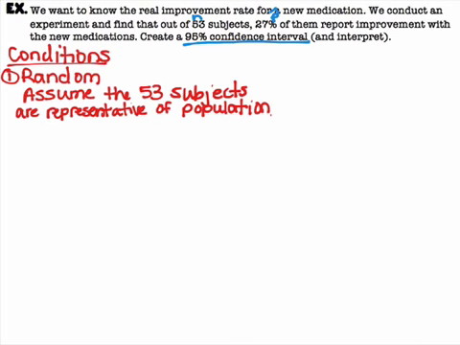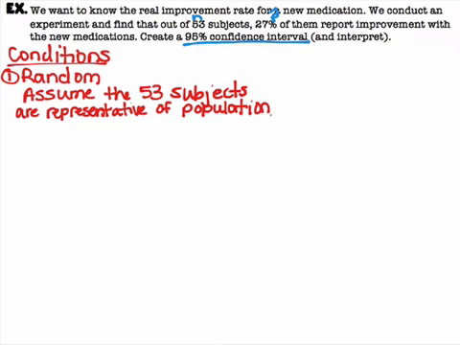So our next example: we want to know the real improvement rate for a new medication. We conduct an experiment and find that out of 53 subjects, 27% of them report improvements with the new medication. Create a 95% confidence interval and interpret. So before I start anything, I'm going to identify my variables here. So I have 53 is n. My p hat value is 27% because that's coming from the sample. And I want to do a 95% confidence interval.